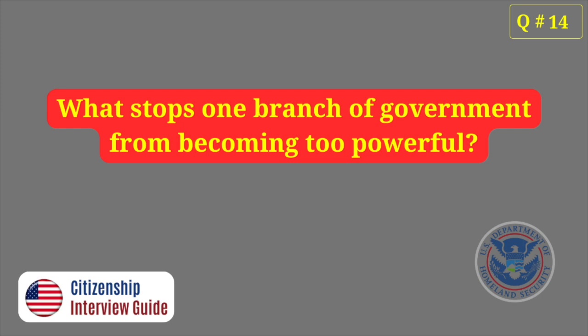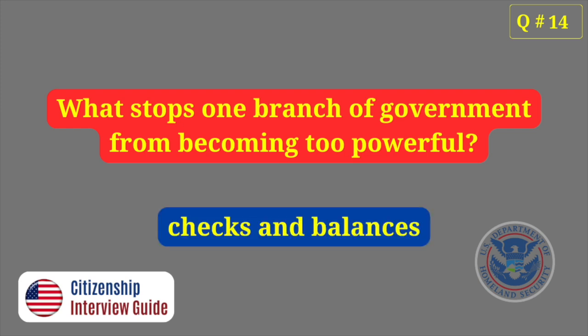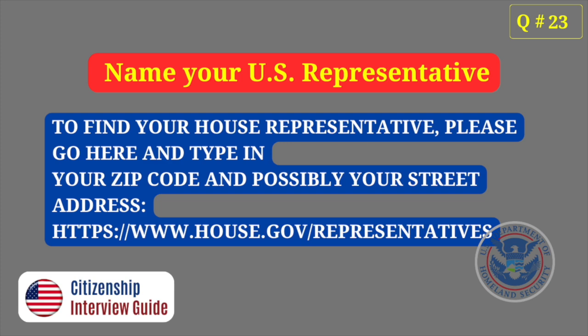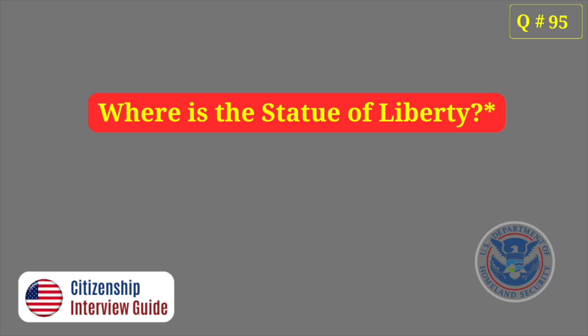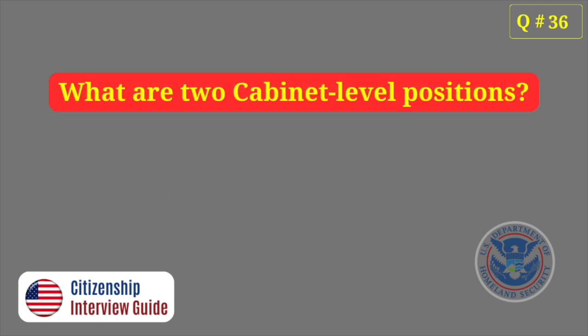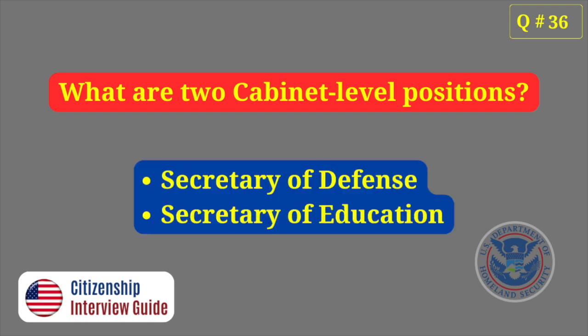What stops one branch of government from becoming too powerful? Checks and balances. Name your U.S. representative. Where is the Statue of Liberty? New York Harbor. What are two cabinet-level positions? Secretary of Defense. Secretary of Education.